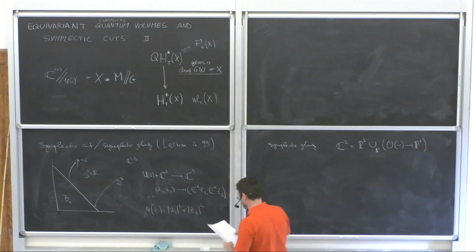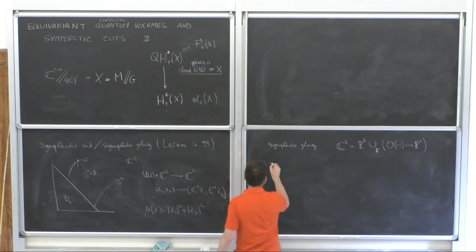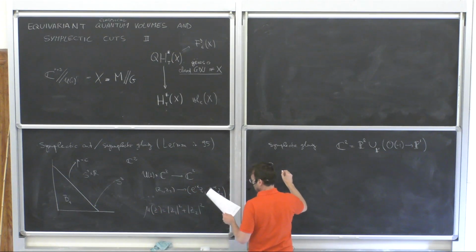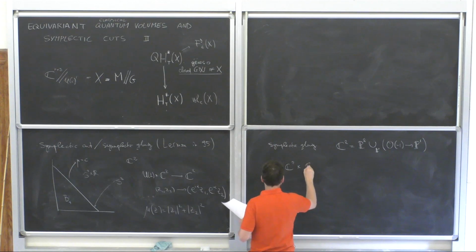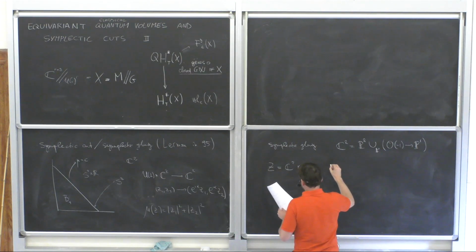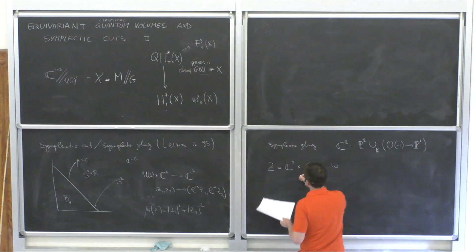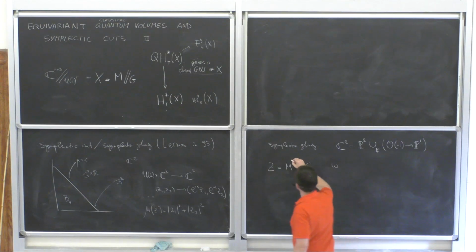So let's discuss it. How do I get this space, for example? Let me take another space, C zeta, which would be C2 times C, and I will introduce my symplectic form just so. In principle, this can be any symplectic manifold.